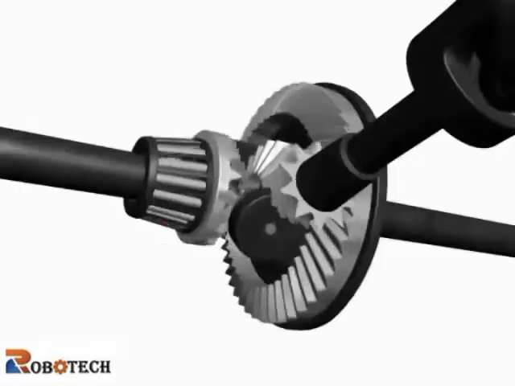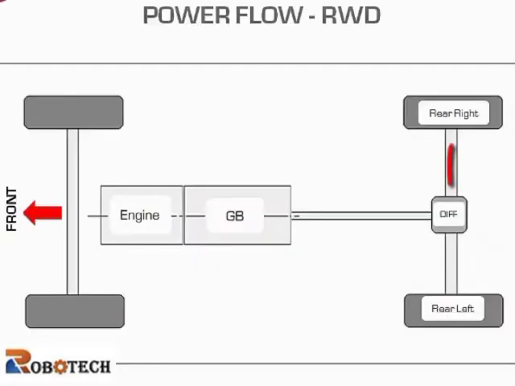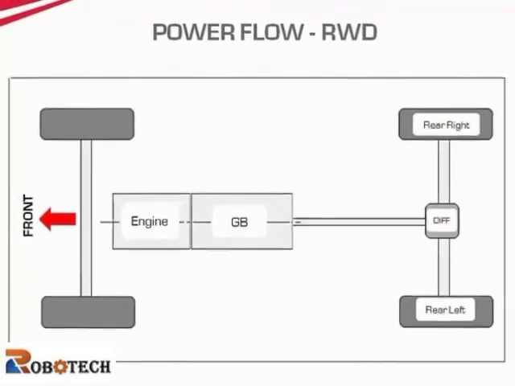The rear differential splits the torque to the two individual wheels at the rear, which is the rear right wheel and the rear left wheel, and the vehicle propels forward. This is what happens when it comes to power flow in the rear wheel drive vehicle.